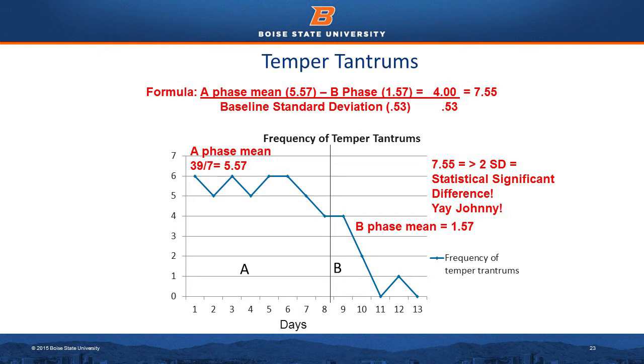Having calculated our means and standard deviation, we use the formula and find an effect size of 7.55, which is greater than 2 standard deviations, or the criterion indicating a statistically significant difference from baseline phase compared with the intervention phase. Good for Johnny.